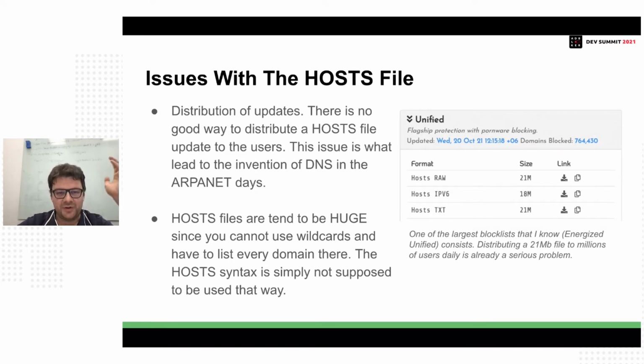This issue is what led to the invention of DNS in the ARPANET days. So you can see the connection here. And the second issue is that host files tend to be huge, since you cannot use wildcards or regular expressions, and you have to list every domain there. The host file syntax is simply not supposed to be used for content blocking. On the slide, you can see one of the largest block lists that I know, called Energized Unified. As you can see, it contains over 700,000 domains and weighs about 21 megabytes. And distributing a 21 megabyte file to millions of users daily is quite a serious problem.